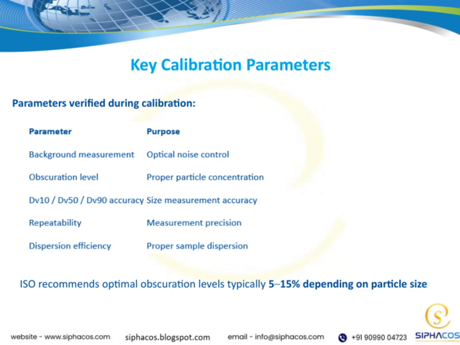Now, moving on to key calibration parameters. These are the critical factors we verify during calibration to ensure our system is working correctly. These parameters are essential because they directly impact the accuracy and reliability of the measurements we take. By carefully verifying these parameters, we make sure that our instrument is properly calibrated, which ultimately supports consistent and trustworthy results. So, understanding and controlling these calibration parameters is a fundamental part of maintaining the quality of our measurement process.